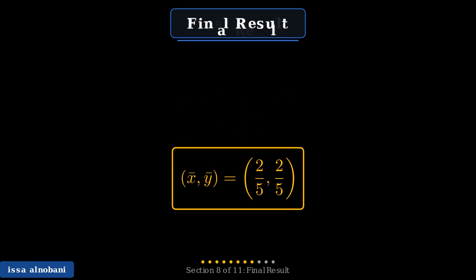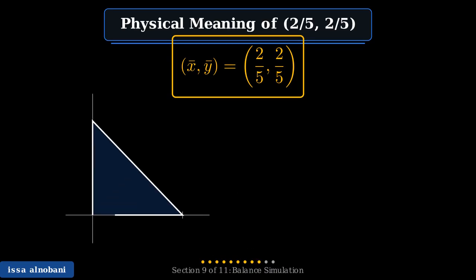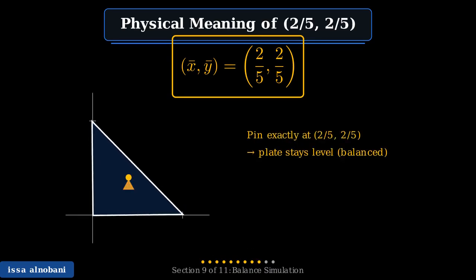Let's understand what this point really means physically. If you place a single pin exactly under the plate at (2/5, 2/5), the plate stays perfectly level, because the turning effect of the heavier mass near the hypotenuse is exactly balanced by the turning effect of the lighter mass spread near the origin. Move the pin even slightly away from this point, and the heavier side would pull down, and the plate would tip. This is why we call it the true center of gravity. It is the one point through which the entire weight of the plate effectively acts.